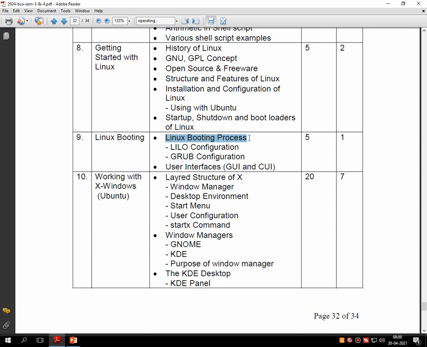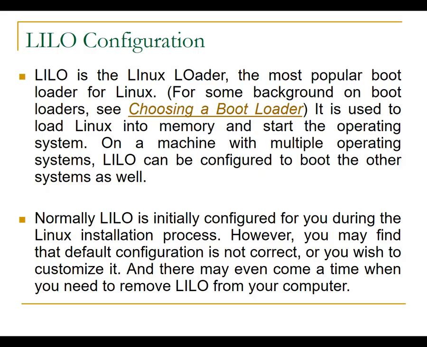Now it's time to discuss the two configurations which play a major role in the Linux booting process, that is Lilo configuration. It's available in older Linux operating systems, and in newer Linux operating systems Lilo is replaced with grub configuration. So we will discuss both of these configurations in detail as given in the syllabus. Let's start with the first option, called Lilo configuration.